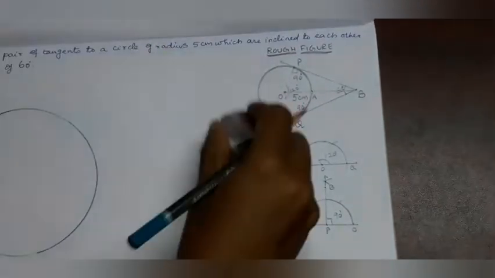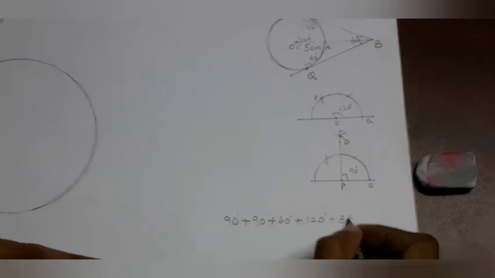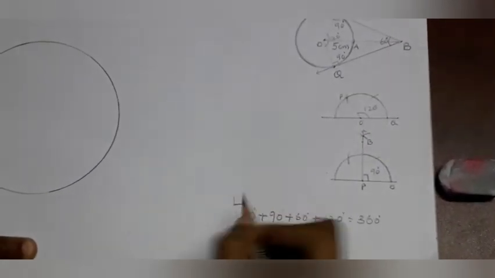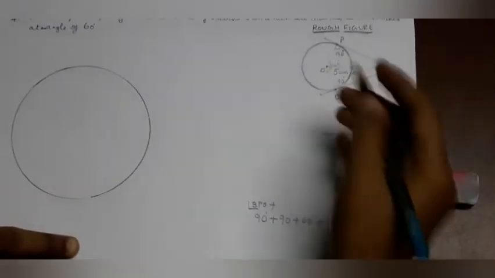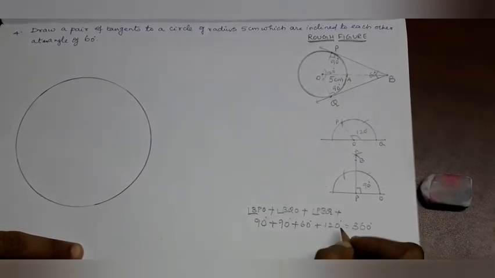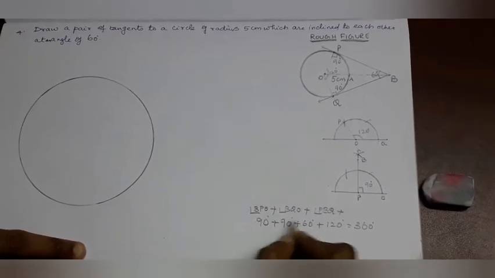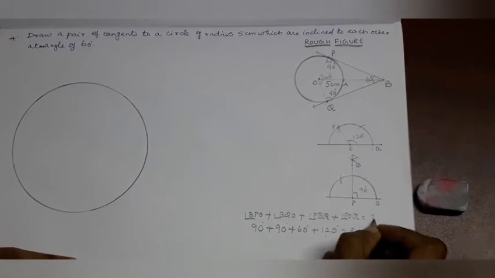90 degrees plus 90 degrees plus 60 degrees plus angle POQ is equal to 360 degrees. That means we have to write angle BPO plus angle BQO plus angle PBQ, as it is given, 60 degrees. The rest we have to find: 360 minus all of these added together, you will get 120 degrees. Angle POQ is equal to 120 degrees.